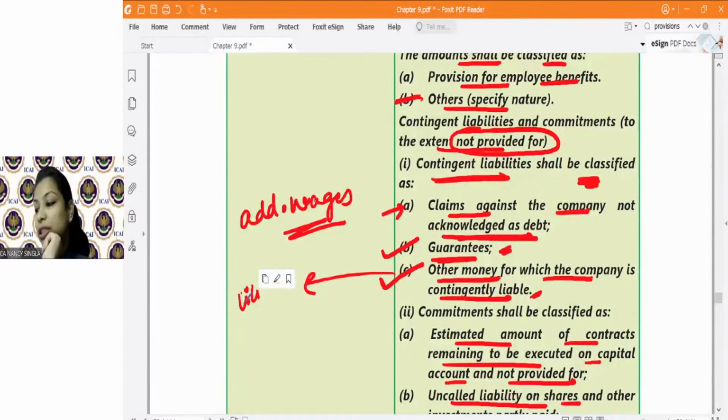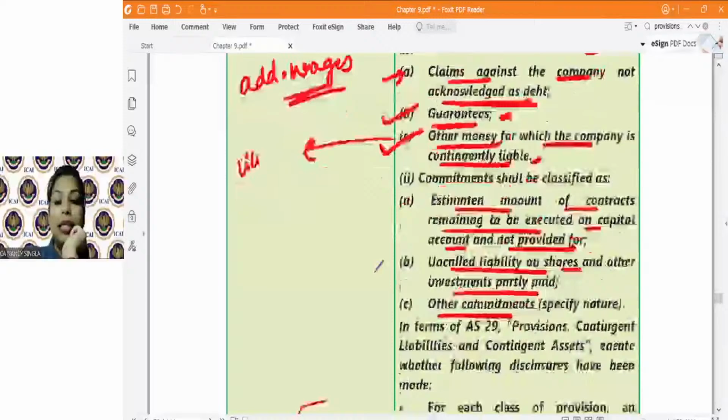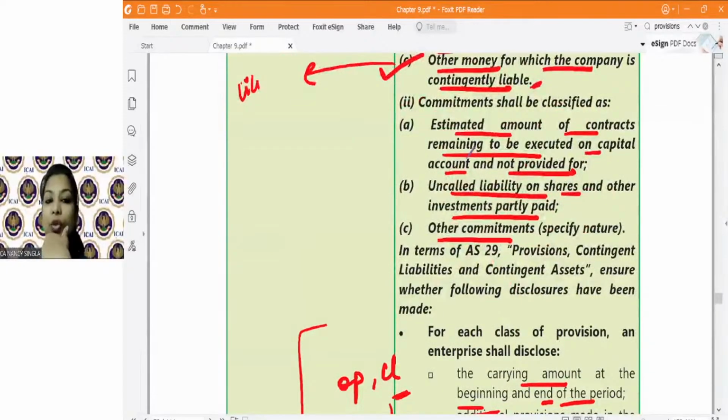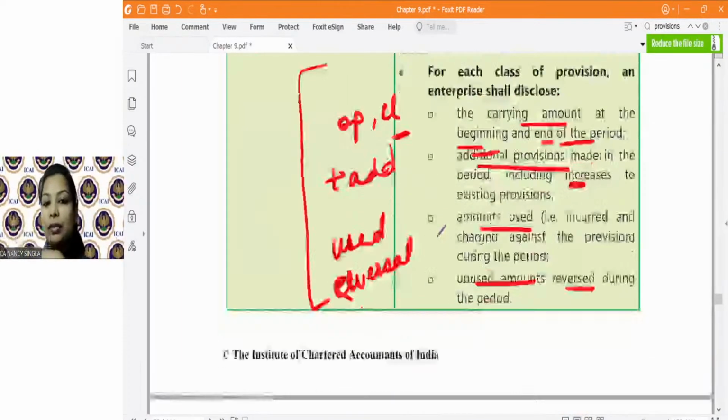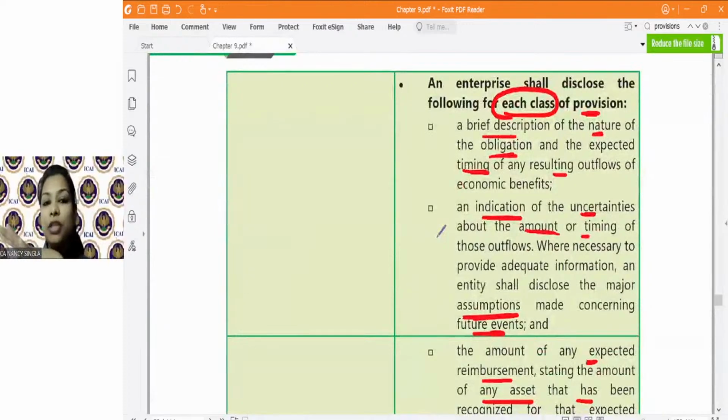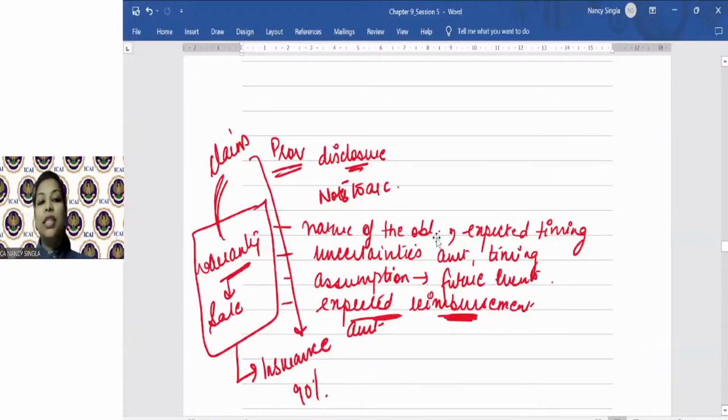So whose query was this? Anuradha, I hope your query is clear now. And with respect to commitments, the contracts remaining to be executed on capital account and not provided for, uncalled liability on shares and investments, and other commitments, opening, closing, used, addition and reversal will be shown. And with respect to each class, a brief description will be given. See, I have mentioned it here. What brief description will be given?